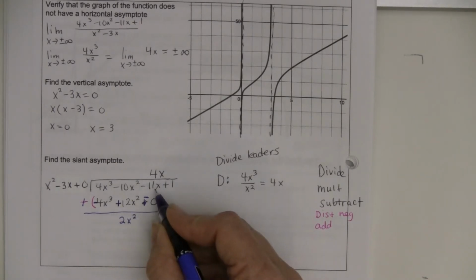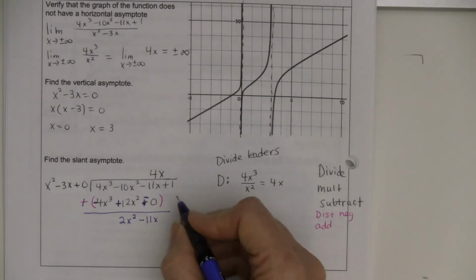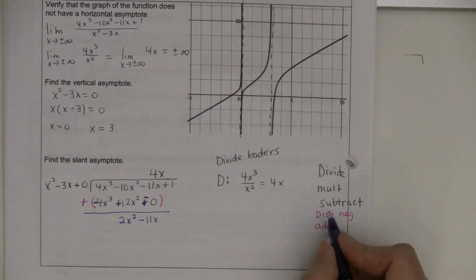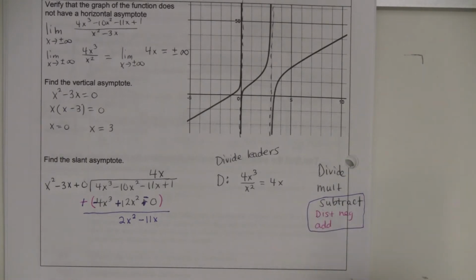And then negative 11x minus 0, you notice how that made it fit there, and makes negative 11x. Zero is like terms with everyone. And then plus 1. And that plus 1 is going to be the next step. So subtract was really distribute the negative and then add. And then the next step is bring down.